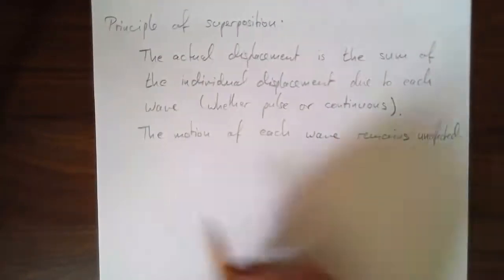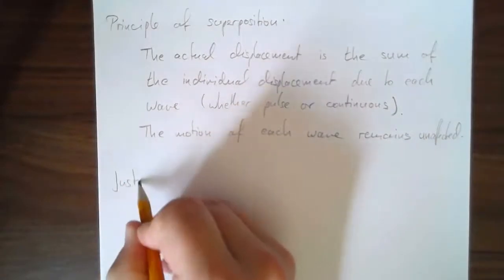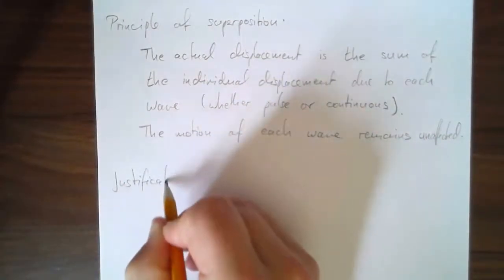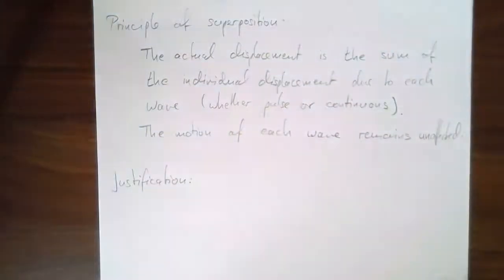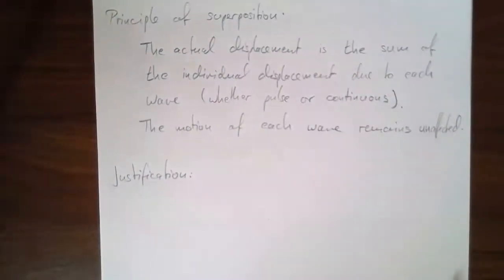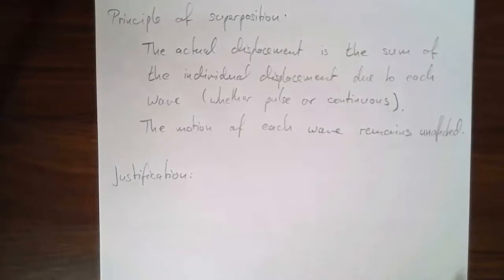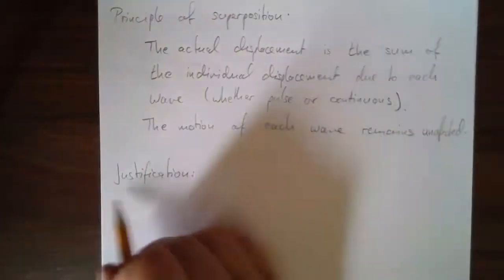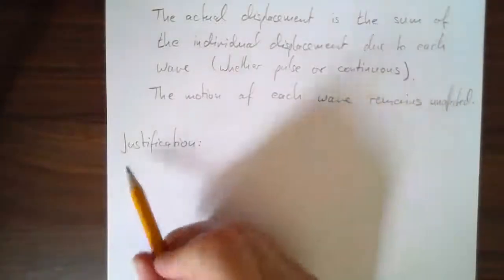Why? Can we justify this? Yes, we can. Formally speaking, it's the linearity of the wave equation. What does that mean? Mathematically, it means that in the wave equation, the displacement and its derivatives occurred, but it was never squared or anything. It was always linear. But let's write this more properly. What do we mean by this?